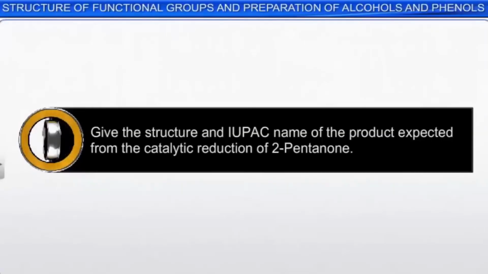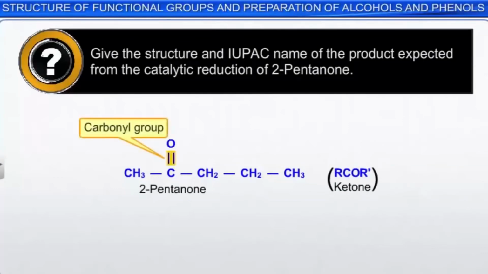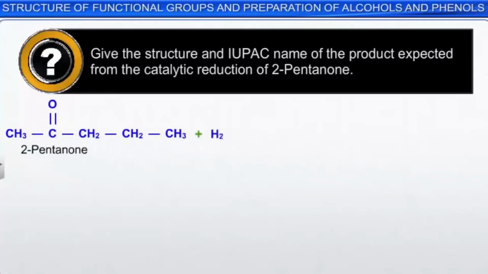Can you answer this question on your own? Give the structure and IUPAC name of the product expected from the catalytic reduction of 2-pentanone. When you draw the correct structure of 2-pentanone, you should immediately recognize it as a ketone, as the carbonyl group is in the middle of the chain. The catalytic reduction of a ketone produces a secondary alcohol. The product is 2-pentanol.